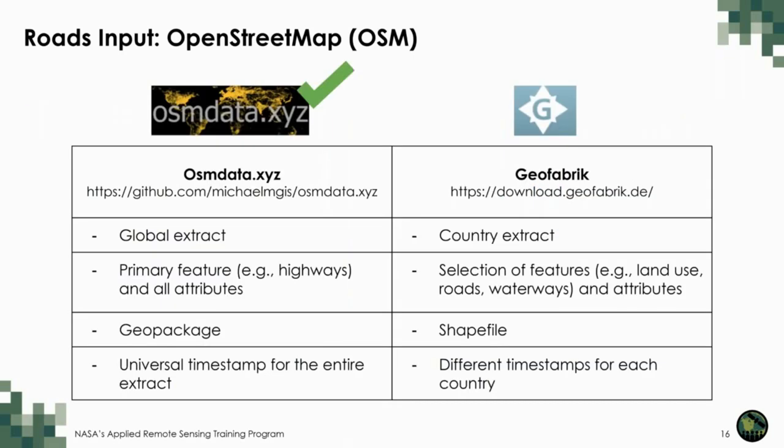We opted for the osmdata.xyz product for several reasons. To run the analysis globally, and with the hope to complete a time series, the global GeoPackage extract made the most sense, because we didn't have to download data individually for every country. It also includes all of the geometry and attributes for the primary OSM feature, in our case highways, whereas Geofabrik provides a selection of features and their attributes. The GeoPackage also has a universal timestamp for the entire global extract, rather than a different timestamp for each country-level Geofabrik download.